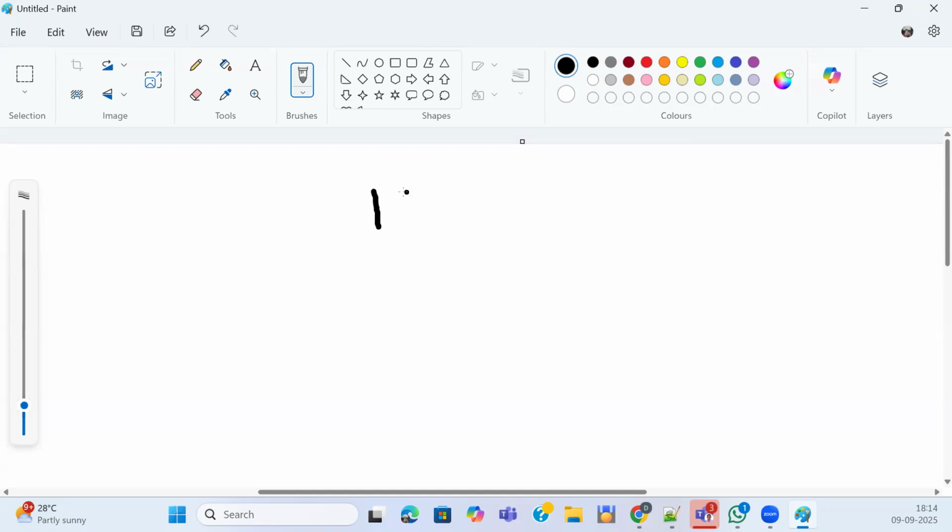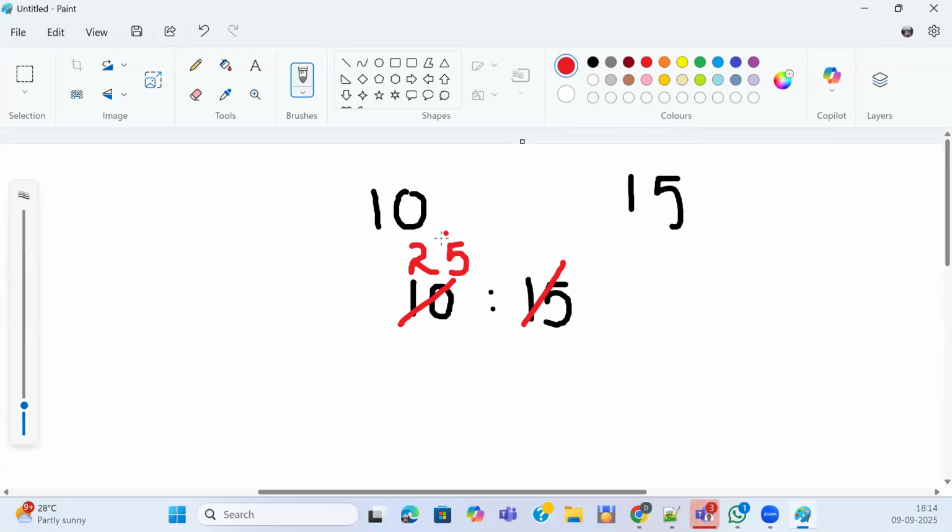Say for example, there are two numbers, 10 and 15, right? What is the ratio of 10 and 15? The ratio of 10 and 15 is 10 is to 15. Yesterday we discussed that we can cancel this. On which table can you cancel? 5 twos are 10, and 5 threes are 15. Now the 5s cancel. Then what is my ratio? My ratio is 2 is to 3.